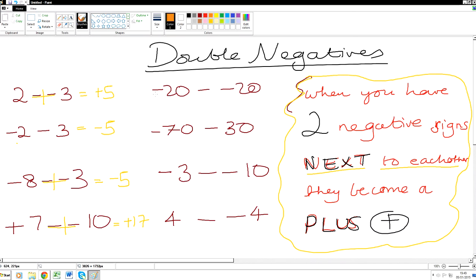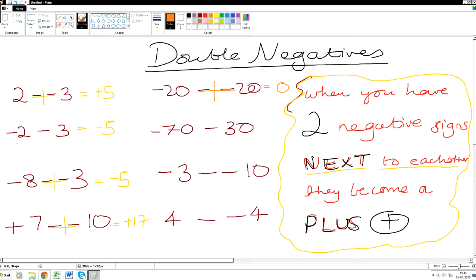Okay, Khadija. We have minus 20 minus minus 20. We have three minuses, but these two minuses are next to each other. Not joined together, they're next to each other. So they become a plus, and that one stays the same. So minus 20 add 20 will give us minus 0? No, just 0, because I had a minus and I had a 0.